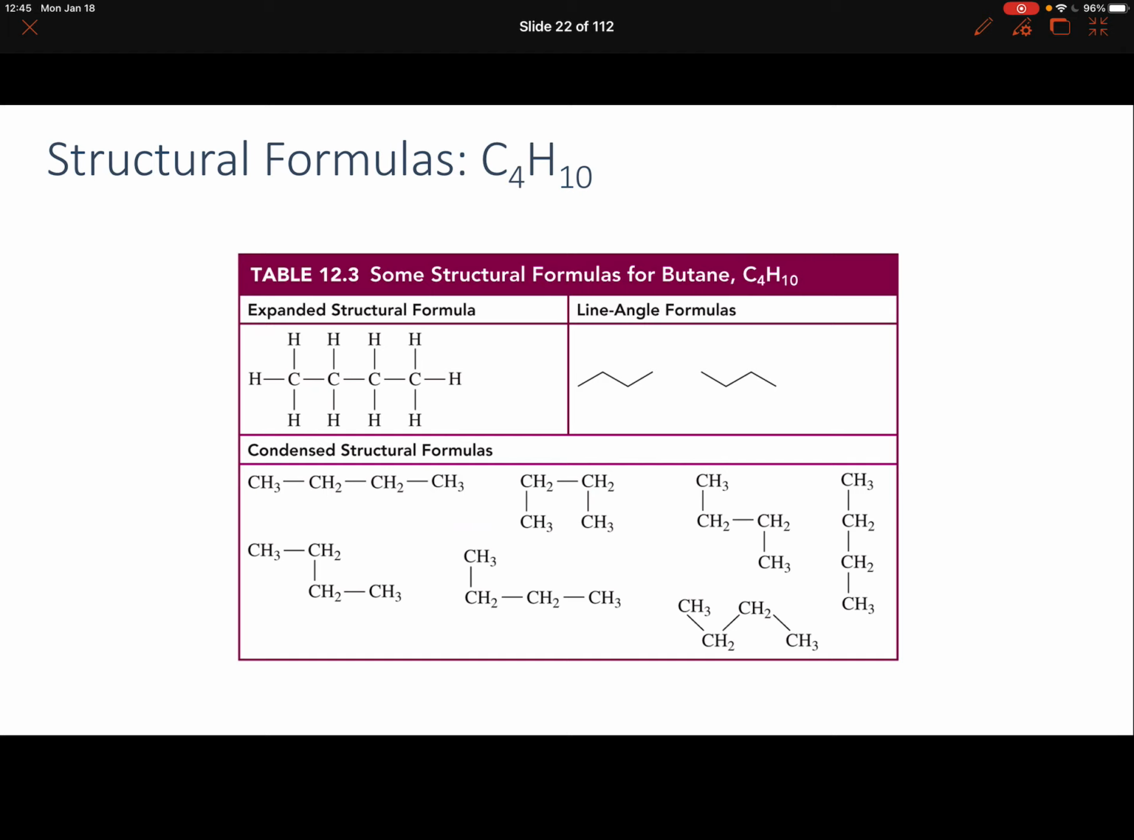So sometimes students struggle with that part of organic chemistry, being able to look at a structure and know if it's the same structure or a different structure. So you should be looking at these and seeing that these are all the same structure. These are not isomers, and we're going to talk about isomers in a few minutes.